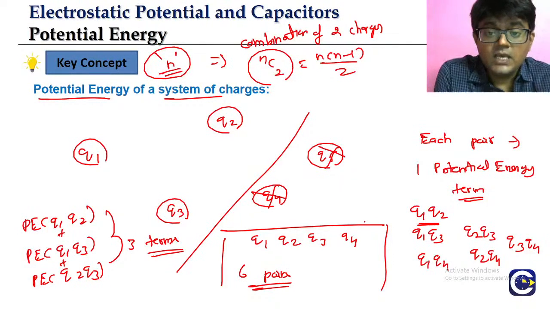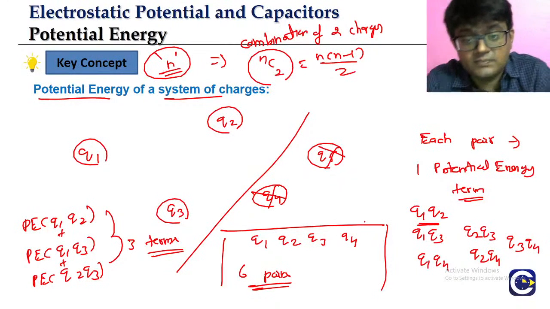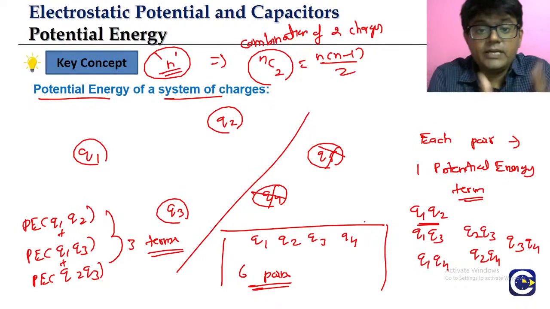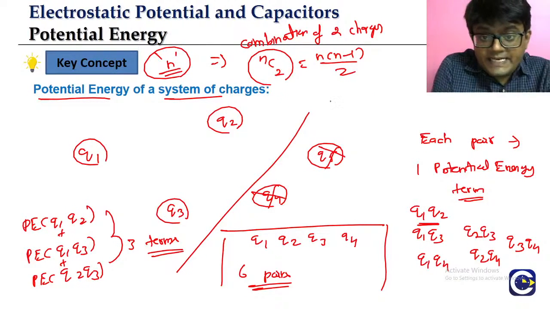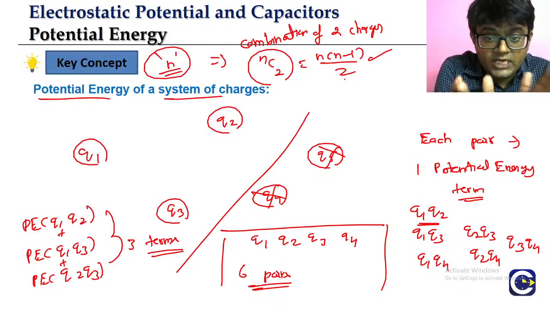Like they can say there are 25 charges in a system, how many potential energy terms will come? If they ask like that, what are we going to do? 25 charges means n is equal to 25. So how many potential energy terms will come? Whatever the number of pairs we can take, those many, because for each pair we have a potential energy term.